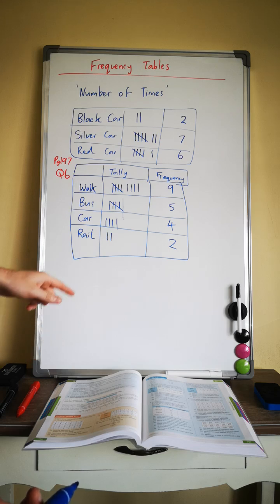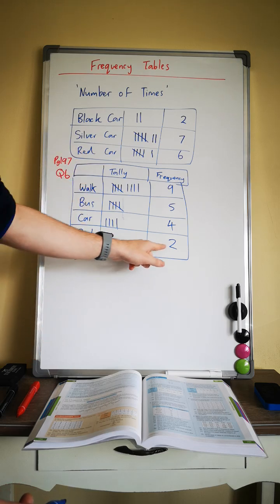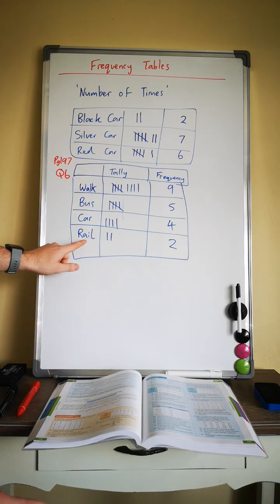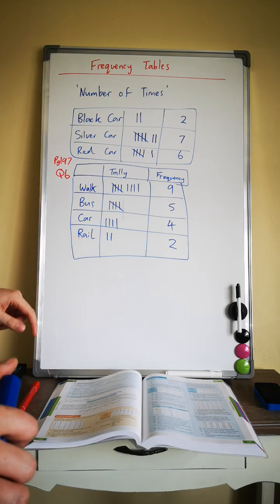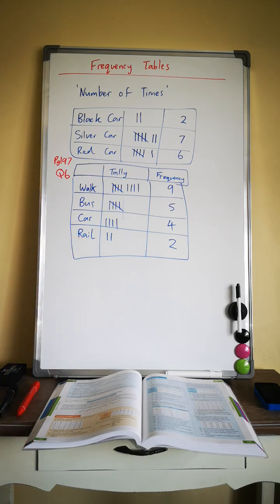What's the least popular means of travel? We know straight away. Down to our tally, it's only 2. So our least favourite way is rail. What type of data is considered in this question? Okay, so what type of data is considered in this question?